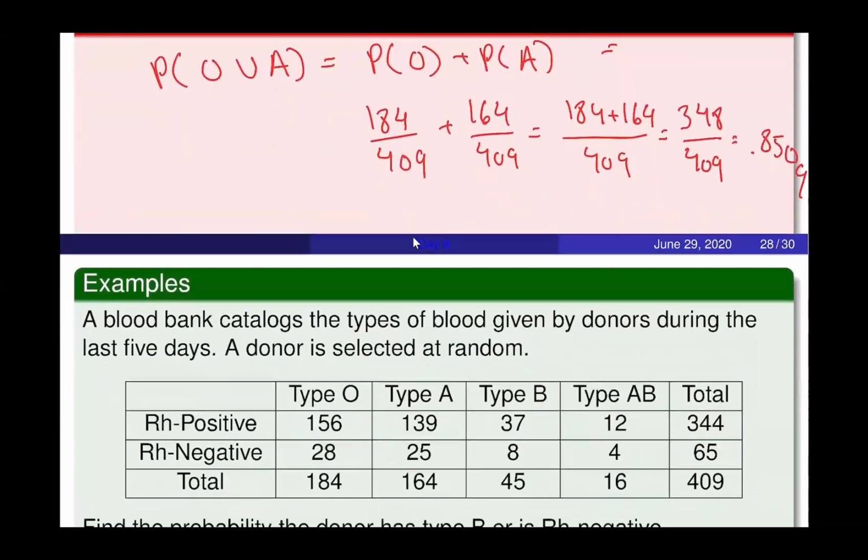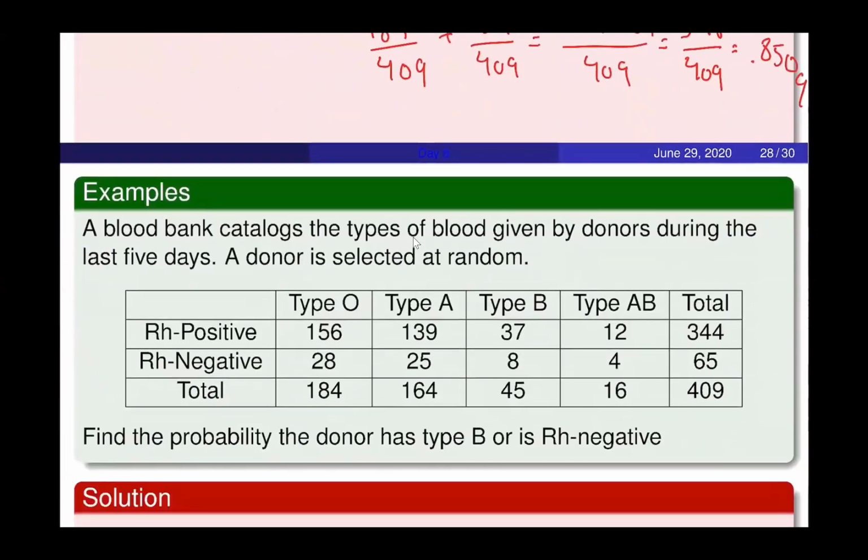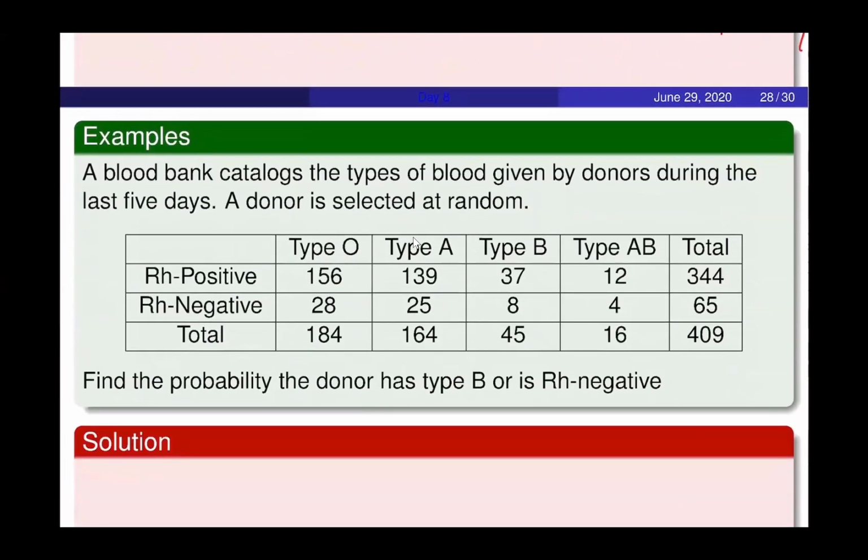All right, second problem. So if you look at it, it's exactly the same table. The only thing different is the question that it's asking us. So we want to find the probability the donor has type B or a RH negative. So here go my type B. Here go my RH negative.